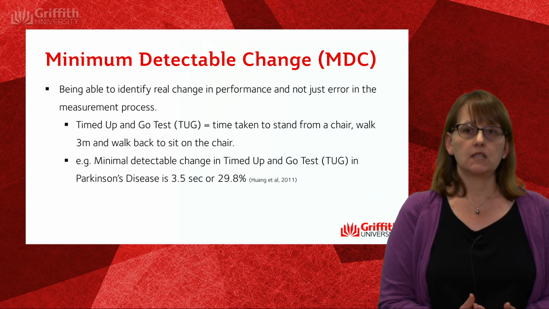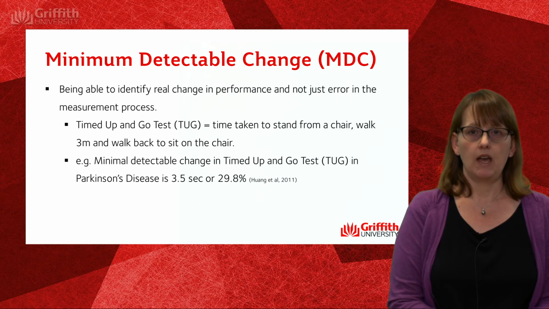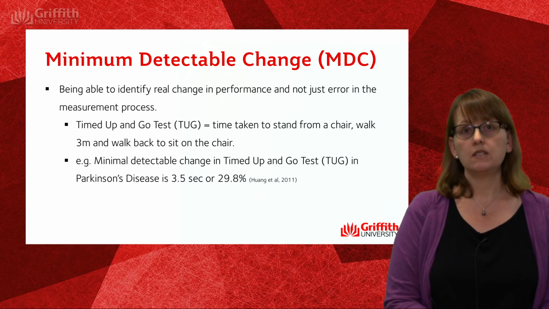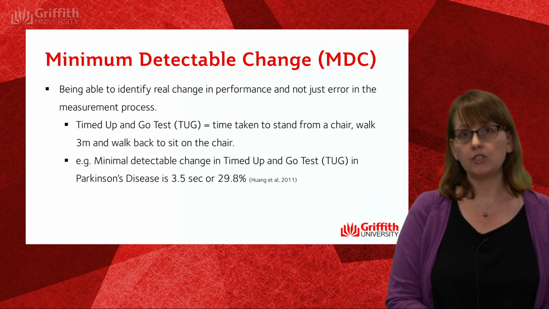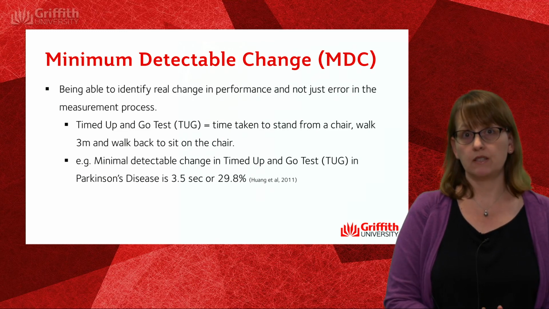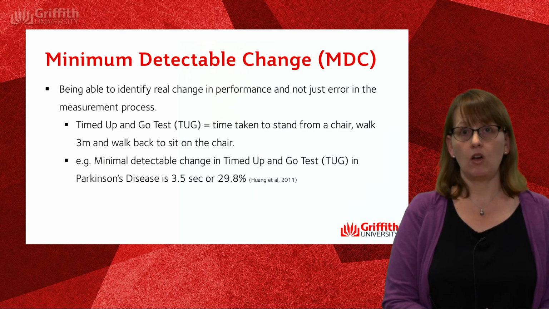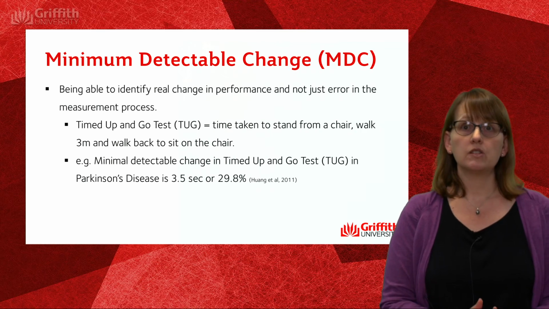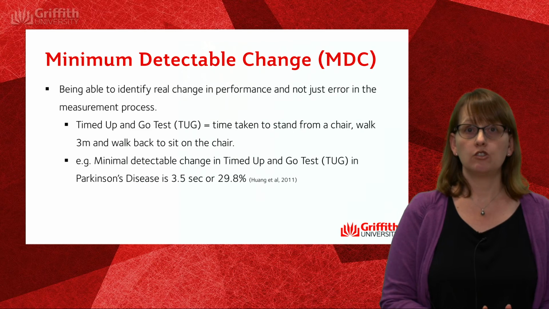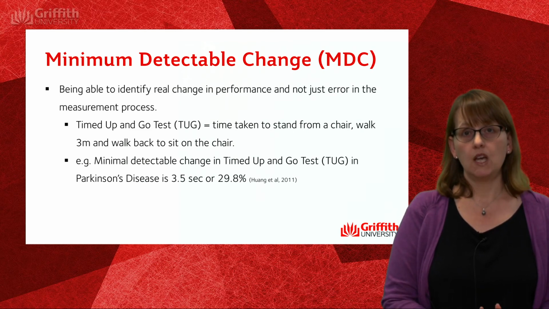The next thing we need to consider when using outcome measures is the minimal detectable change. This is described as being able to identify real change in performance and not just error in the measurement process. An example might be the timed up and go test, which is the time taken to stand from a chair, walk 3 meters, turn around and walk back to sit down on the chair again.